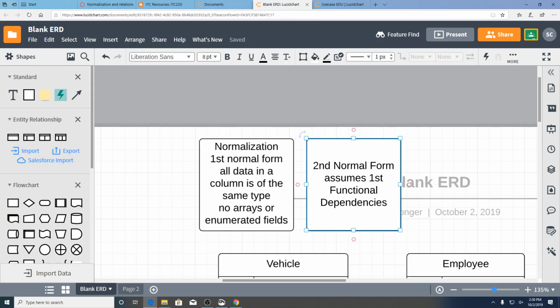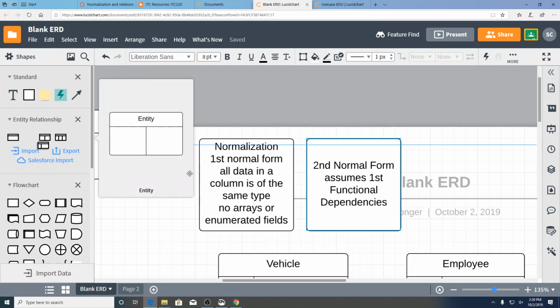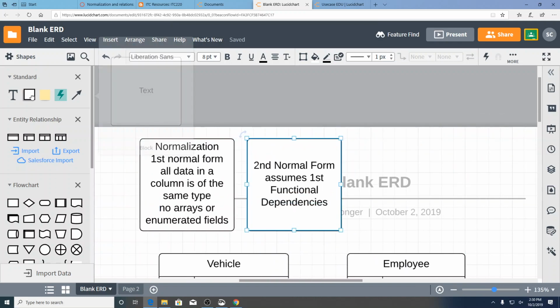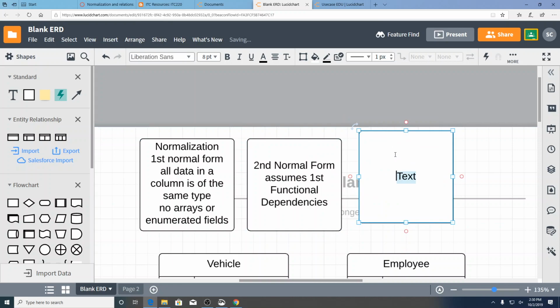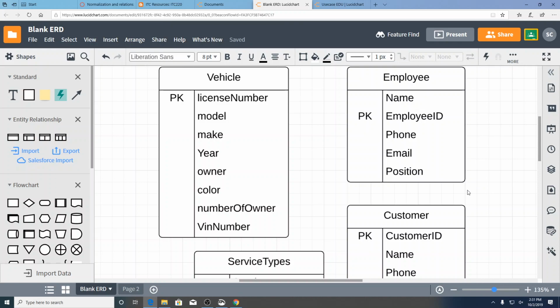Okay, so let's go back. Third normal form is even more subtle, and I'm speeding up a little because we're running out of time. I want another text box. Basically, third normal form is what's called transitional or transitive dependencies. And these are really subtle. The difference between them and second normal form is like one field that doesn't belong.